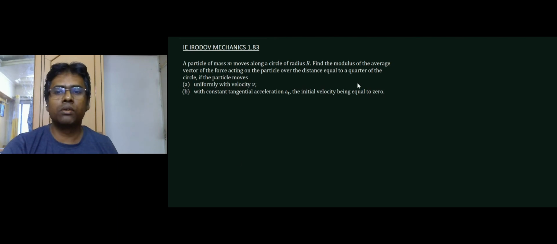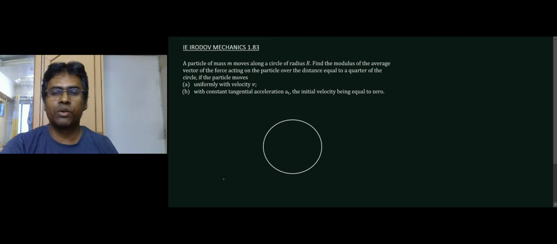Now let us look at how to solve it. So this is a circle of radius r. Imagine the particle starts from here with constant speed v. Once it covers a quarter circle, the particle will be here with the same speed but pointing in a different direction. If I call this velocity v1, then this is velocity v2.